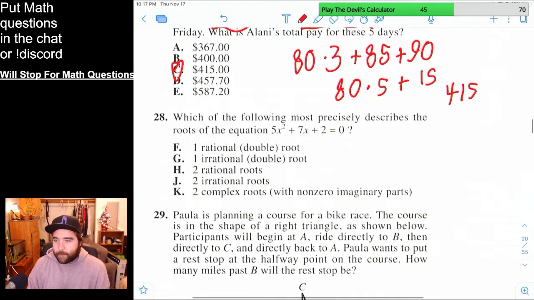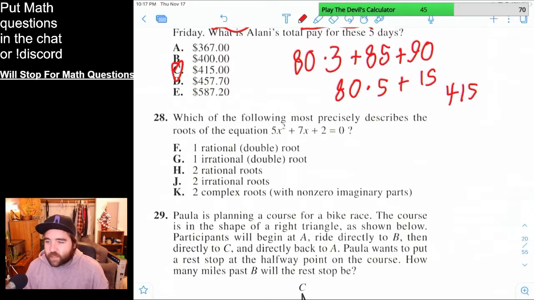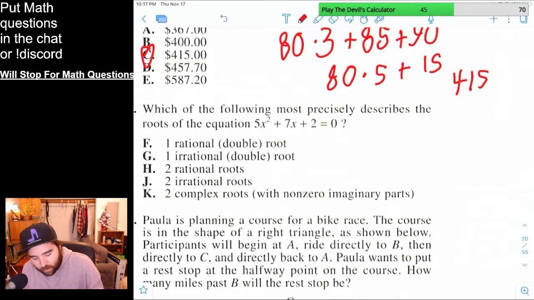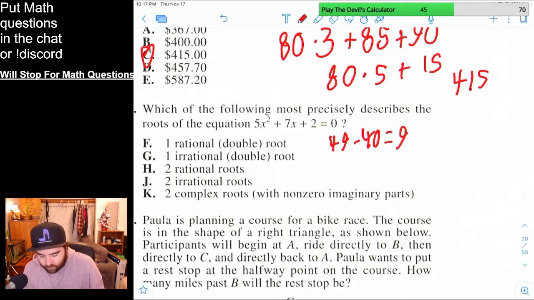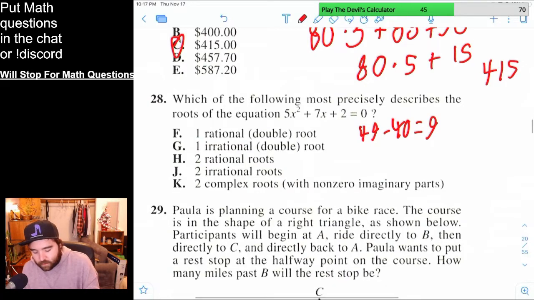All right. Next. Which of the following most precisely describes the roots of the equation? So here they're talking about the discriminant, which is just the part that's inside the square root. So we'll do b squared minus 4ac, 4 times 5 times 2, minus 40, and that's positive. So that means there are two... Oh, yeah, but is it rational or irrational?